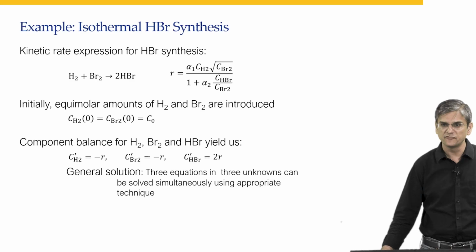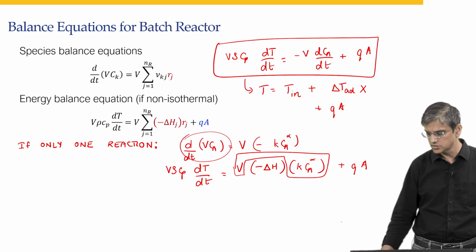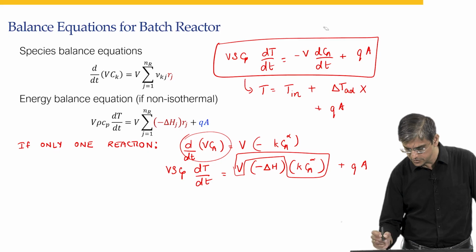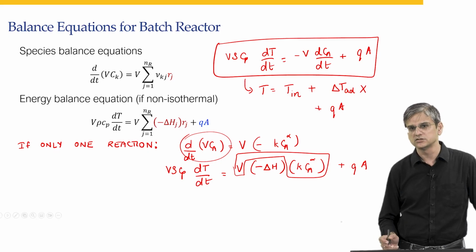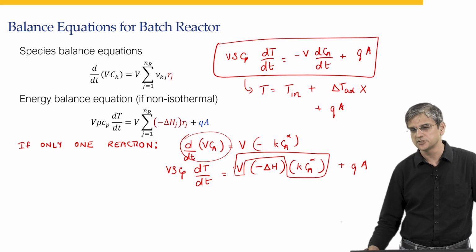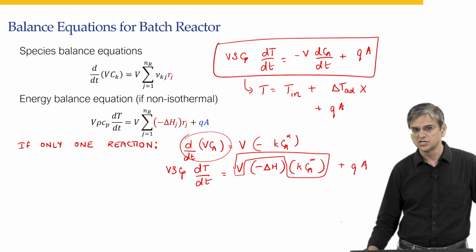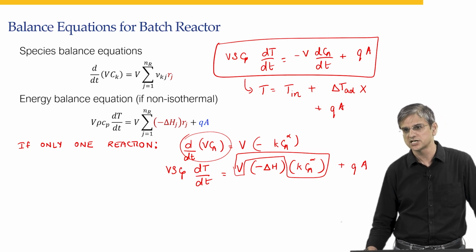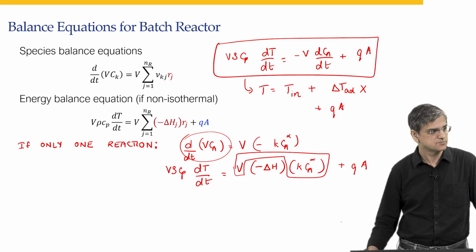Before that, if this is isothermal, you do not need to solve this equation. Instead you are going to get the case where temperature is somehow maintained constant. That is an example that you had already done in the semi batch reactor context in the first assignment. Okay.